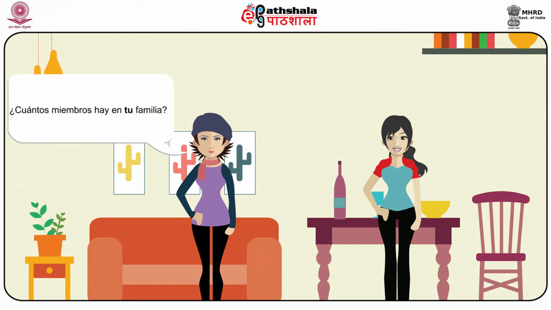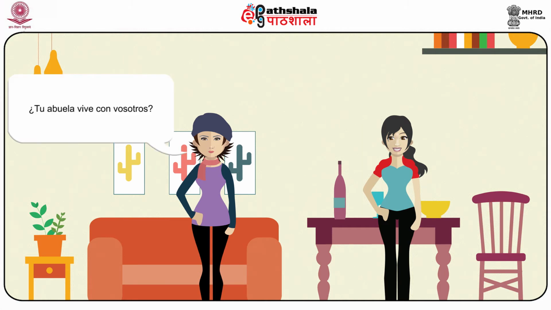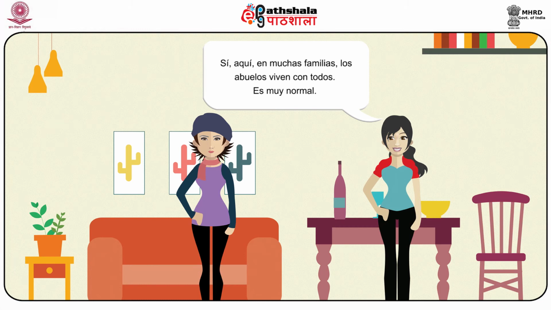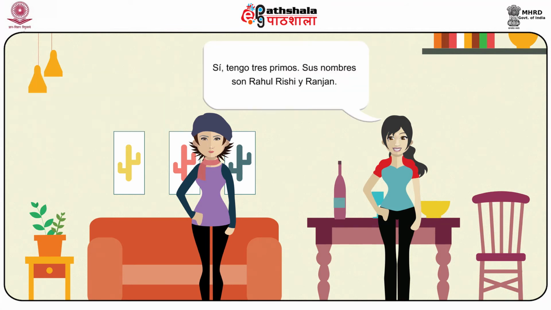¿Cuántos miembros hay en tu familia? Hay 6 miembros en mi familia. Mi madre, mi padre, mis 2 hermanos, mis abuelos y yo. Y hay mi perro Sushi. ¿Tu abuela vive con vosotros? Sí, aquí en muchas familias los abuelos viven con todos. Es muy normal. ¡Qué bien! ¿También tiene primos? Sí, tengo 3 primos. Sus nombres son Rahul, Rishi y Ranjan. ¿Dónde viven tus primos? Ellos viven en Inglaterra con sus familias.